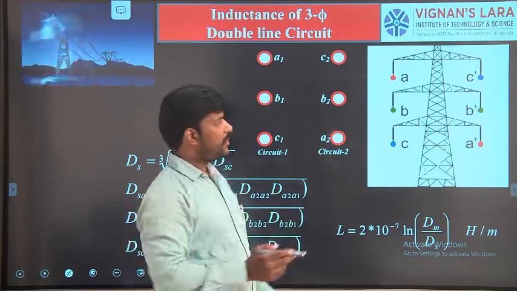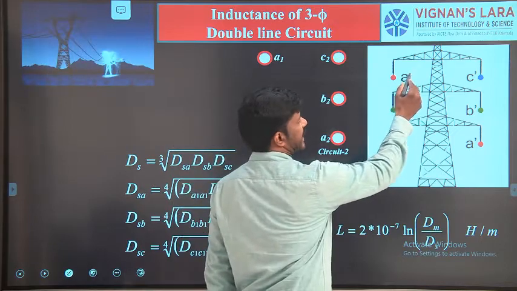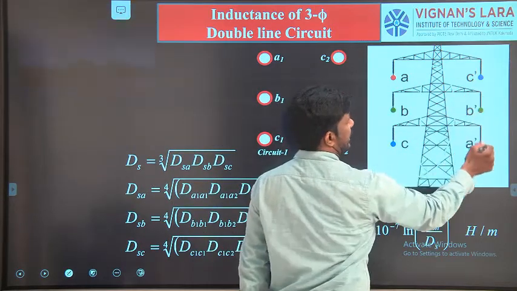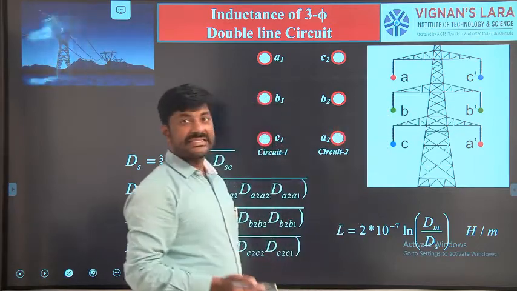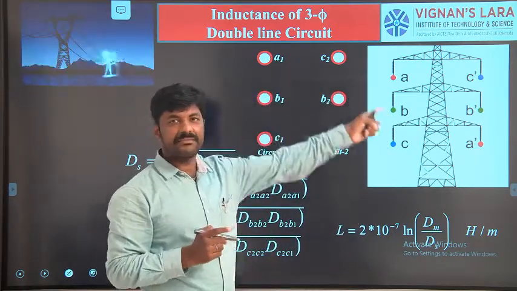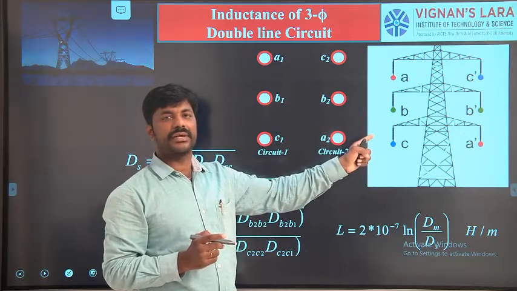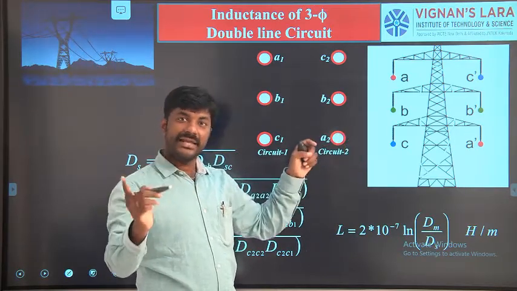So on one side we have these A, B, C conductors, and on the other side of the tower we also have three more conductors. In total there are 6 conductors on the same tower. Then I will call this circuit a three-phase double line circuit.